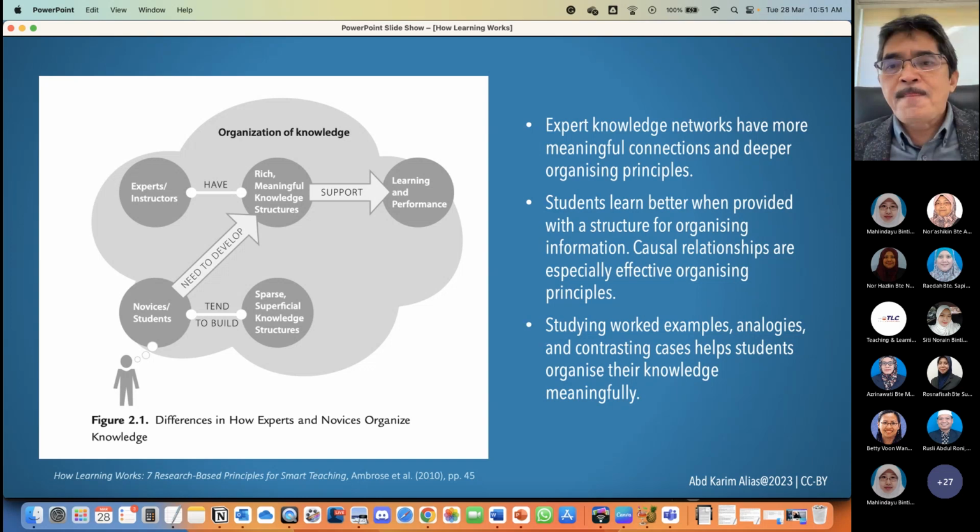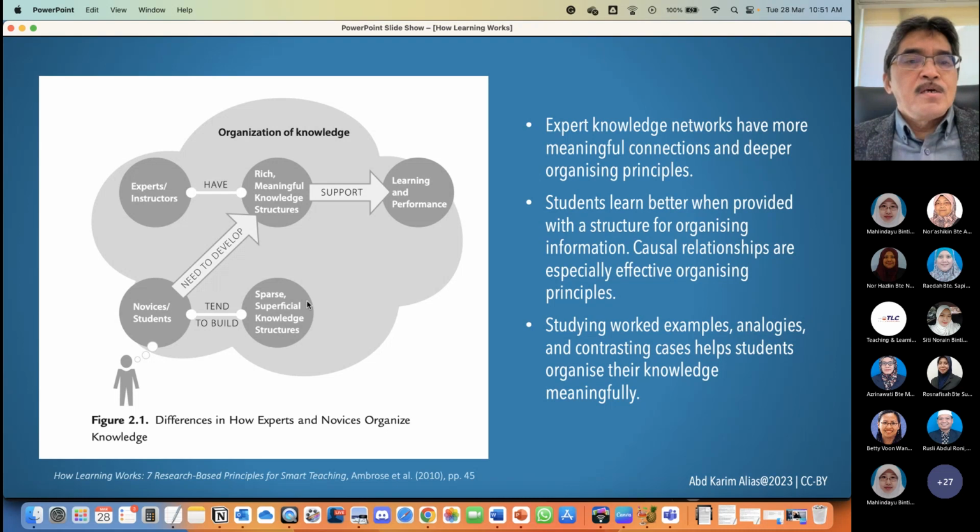There are other ways of teaching students how to structure information: organizing the information by working on worked examples, by giving them analogies, and contrasting cases help students to organize their knowledge meaningfully. All these are explained in detail in the book, and the authors have illustrated the whole concept of principle number 2, organization of knowledge, in this form.